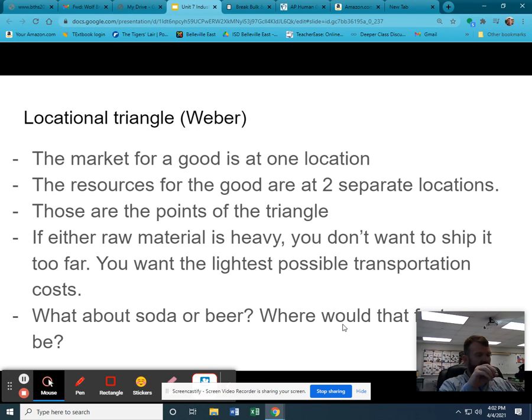Okay, so the ingredients that go into a beer aren't very heavy, but when you put it all together and you make the 12-ounce can of beer and you put it in a case, right, now to ship it is more expensive because of its weight. So in that case, you want your factory close to the market because beer and soda, those are bulk gaining products.